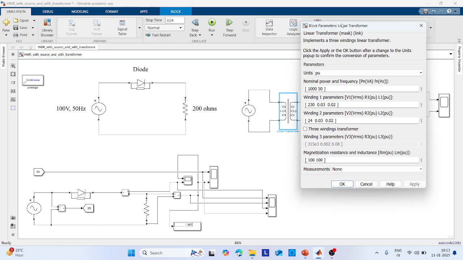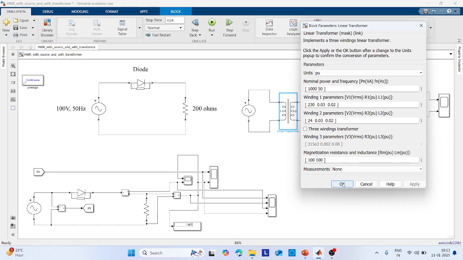Keep in your mind that when you're selecting this linear transformer, these are the values you have. If you want to change the values, you can change them and check the output. What is the important catch over here? In this linear transformer, the input winding is 230 and the second winding output is 24. That is the important thing. It's a step down transformer, stepping down to 24 volts. Keep that in your mind.